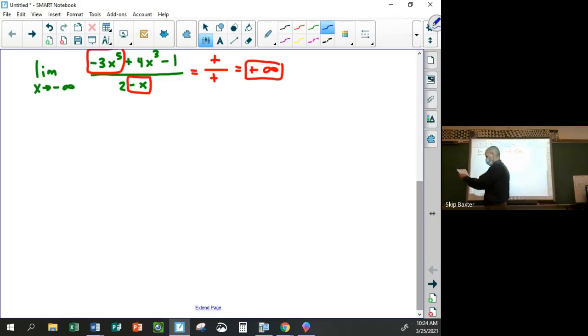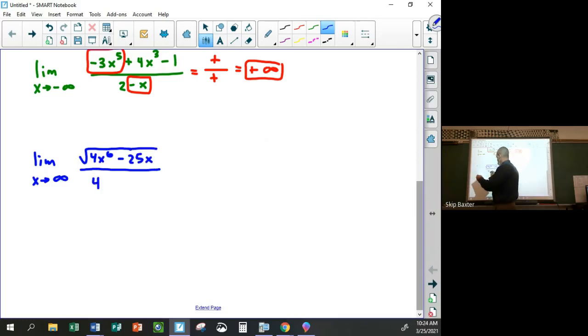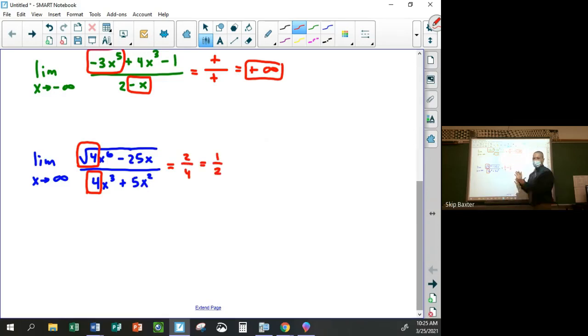It was the limit as x goes to infinity, positive infinity, of the square root of 4x to the 6th minus 25x over 4x cubed plus 5x squared. So what we talked about yesterday is you look at the order of the top and the order of the bottom. So what's the order of the top here? It's 3, right? Because you're square rooting x to the 6th. The order of the bottom is also 3, right? We have a 3 on top and a 3 on the bottom, so you look at the leading coefficients. The leading coefficient on top is square root of 4. Remember that square root goes with it. And the leading coefficient on the bottom is 4. So this ends up being 2/4 or 1/2. That's what we talked about yesterday.